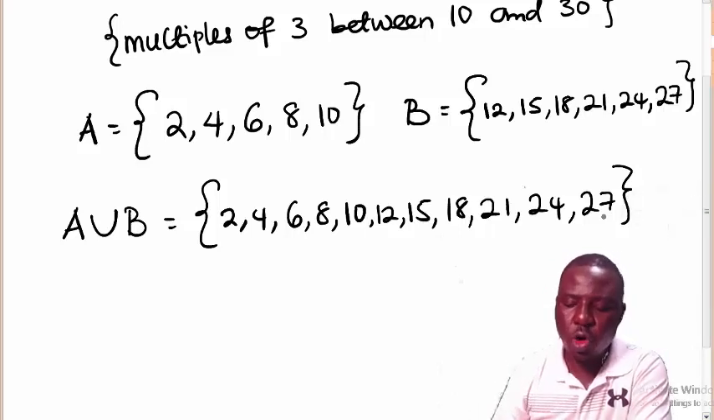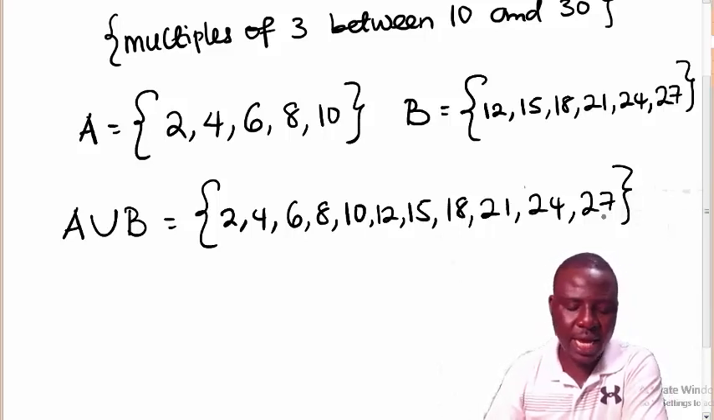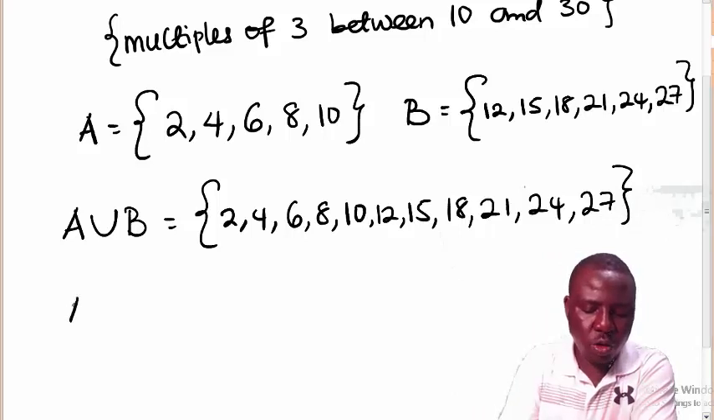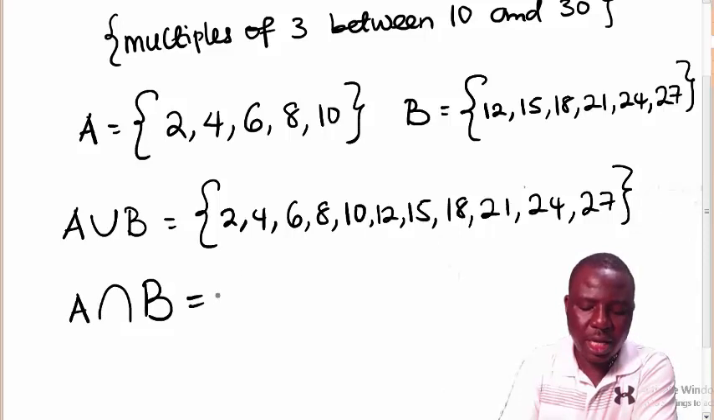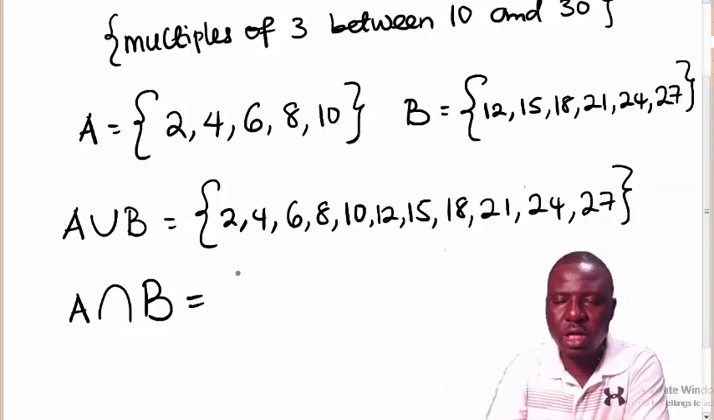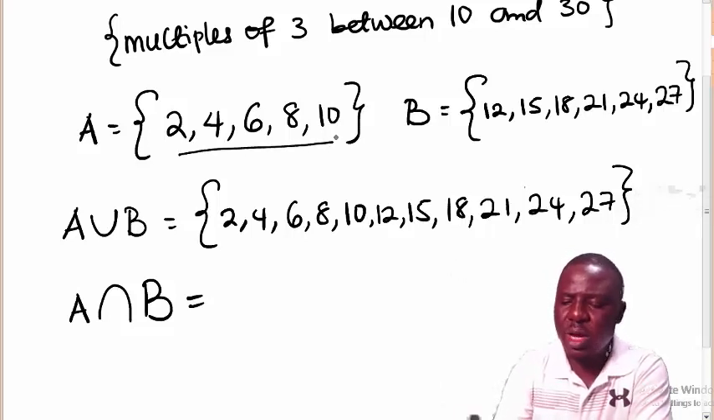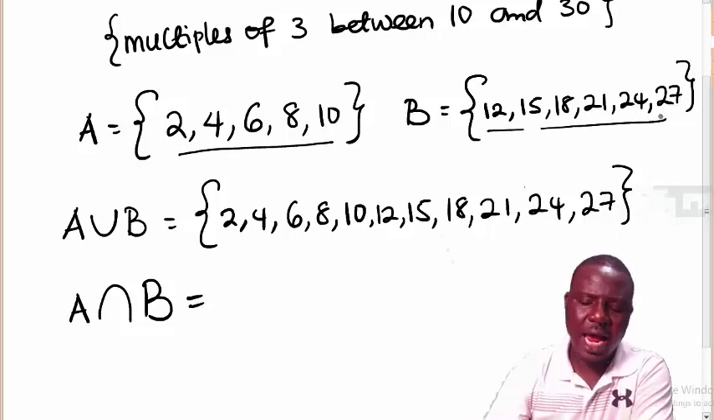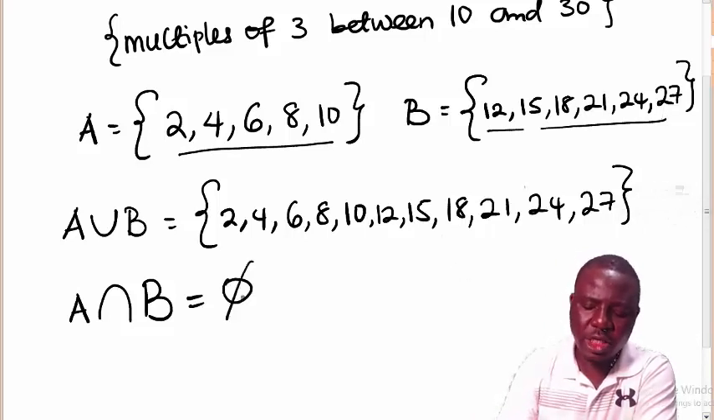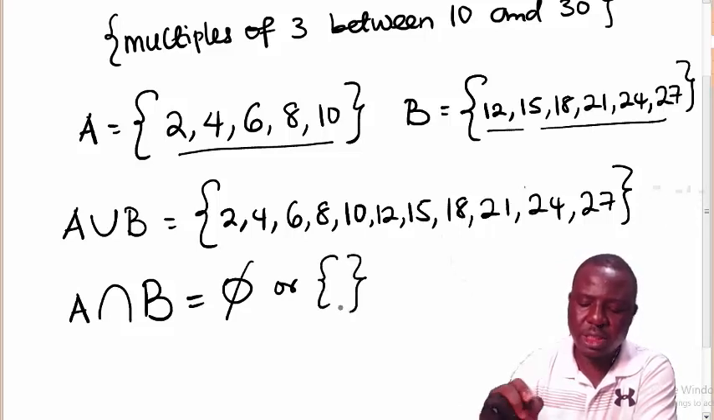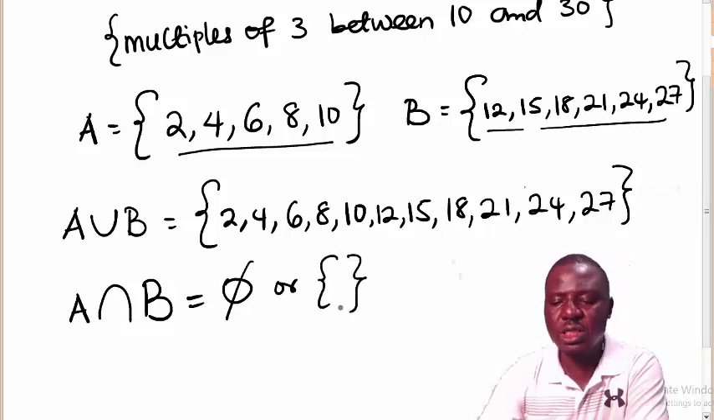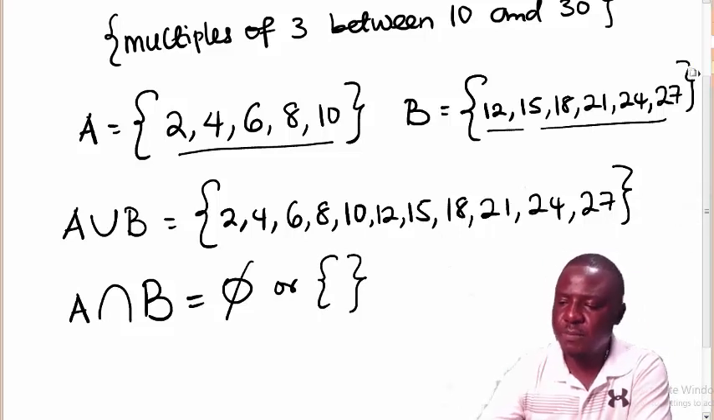So you write out all the elements you can find in A and B. Part B is requesting A intersection B, and A intersection B is talking about those elements you can find in both A and B. By comparison, there is no element you can find in both A and B. So we refer to the intersection of both sets as an empty set. So the intersection of these two sets is said to be an empty set.